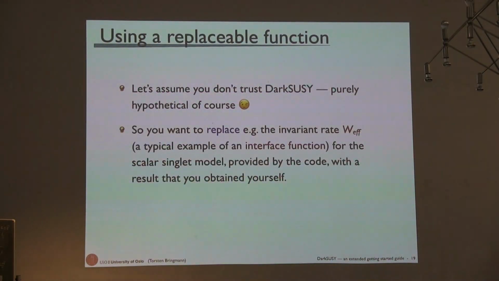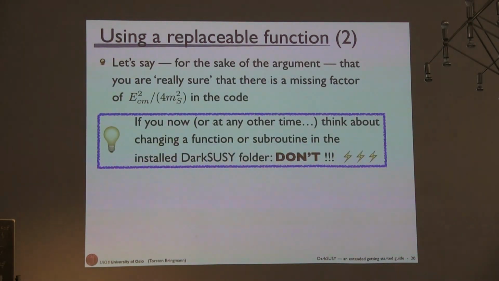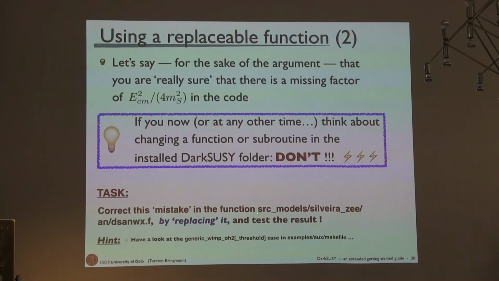So just to spell out this example more explicitly, if you want to change something in the invariant rate, for example, a simple example here, you just want to add another factor. Don't directly change anything in the installation directory, but instead replace it. Concretely, copy the relevant function, this dsn unwx, that's the invariant rate, copy it to your private directory, change it there, add such a factor, and then make sure that at linking stage this is replaced, meaning that at linking stage all the executables that are built use your version of dsn_wx and not the one that is provided by the downloaded version of the code.